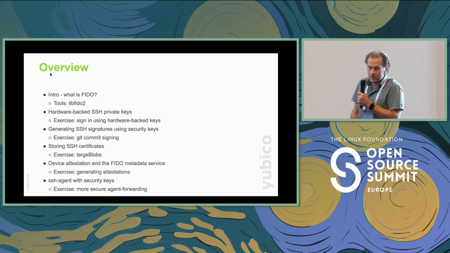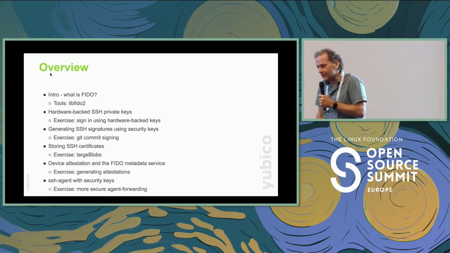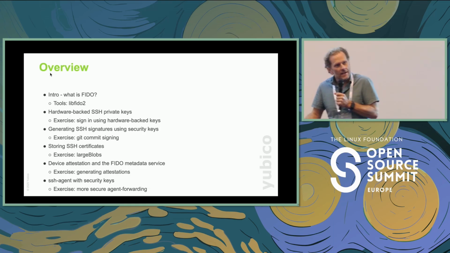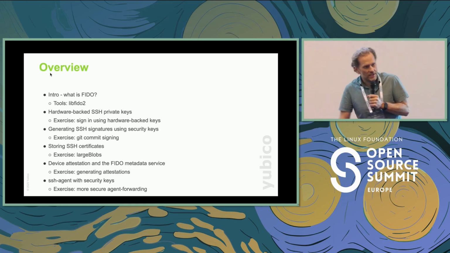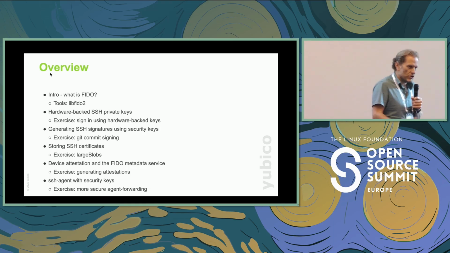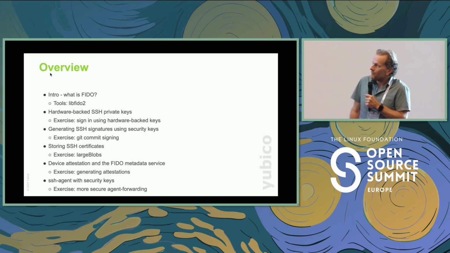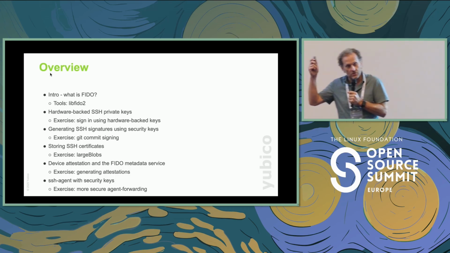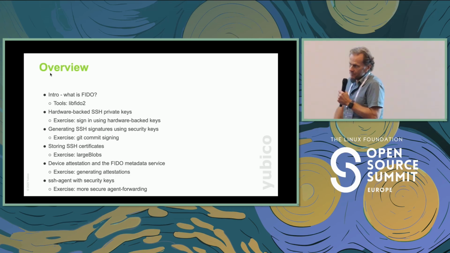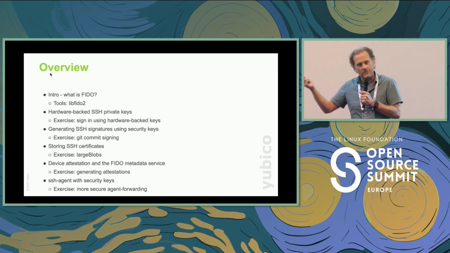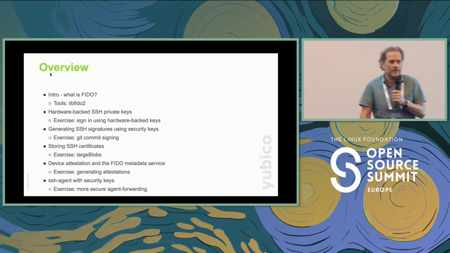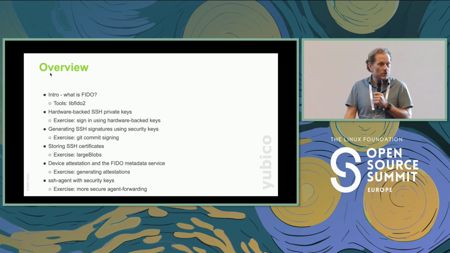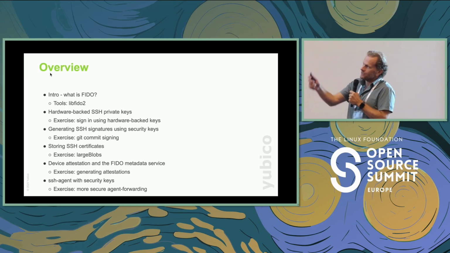Then there's a thing called device attestation, which means that you can actually prove to someone else that your SSH key was generated on secure hardware, so on a security key. That is, for example, useful if you have an SSH certification authority. Maybe there's a policy where the CA says, I will only sign your public key if I am guaranteed that it is generated on secure hardware. So that's what device attestation is about, and I have some examples there and an exercise.